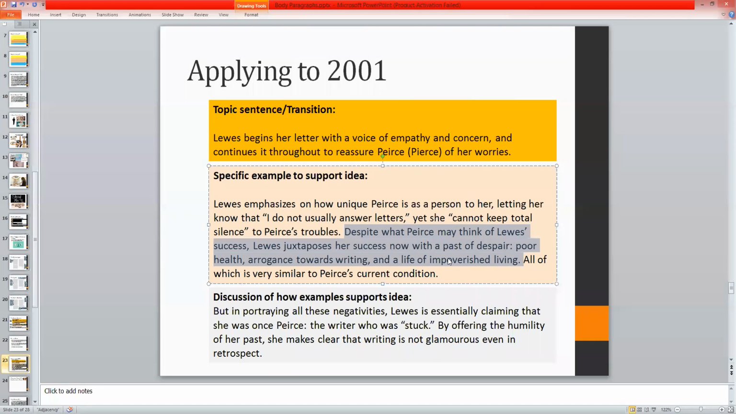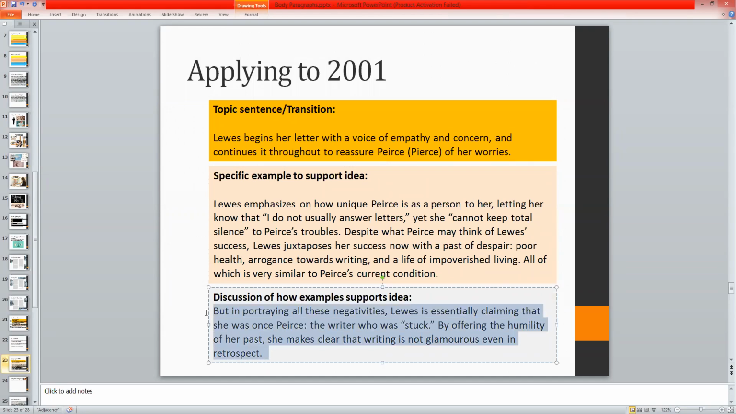That's all my paraphrasing from the reading itself, all of which is very similar to Pierce's current situation or condition. So in this case, I'm making the association and the connection that this author tried to do. I had a shitty past, you do too. We're kind of in the same boat, you know what I mean? And now I got to explain to myself, okay, but what's significant about doing this?